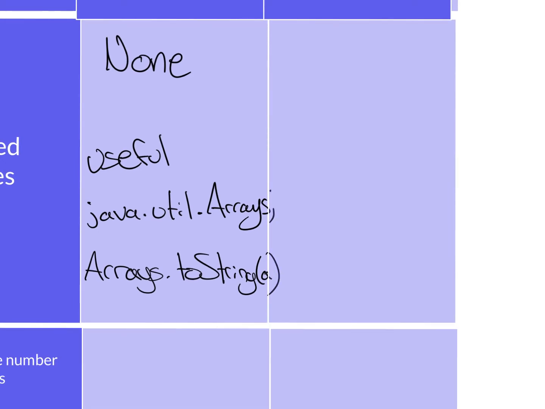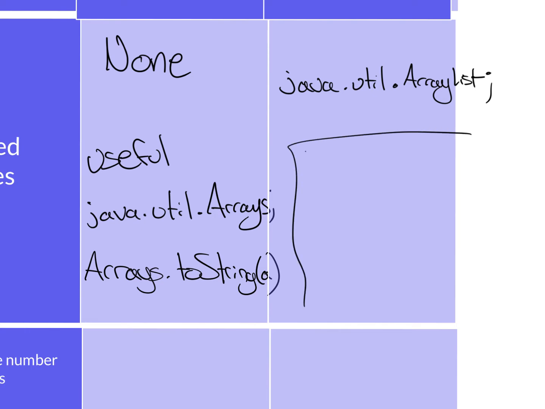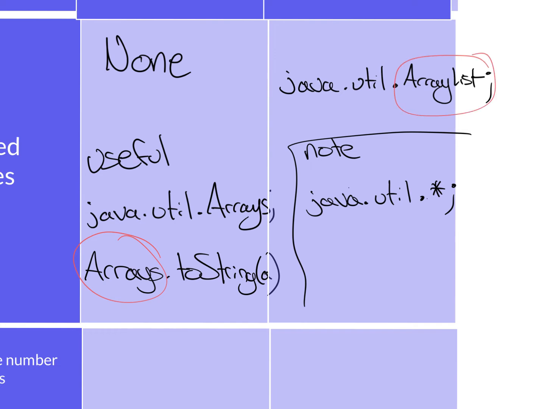For ArrayList, you do actually require an import. You must import java.util.ArrayList in order to use it. Note, if you ever look at examples, you might see java.util.*, and that's saying import everything within the util library. So everything in java.util gets imported. That's what star means. It means match everything. So in that case, you would get Arrays, and you would get ArrayList, and you would get a bunch of other things as well.